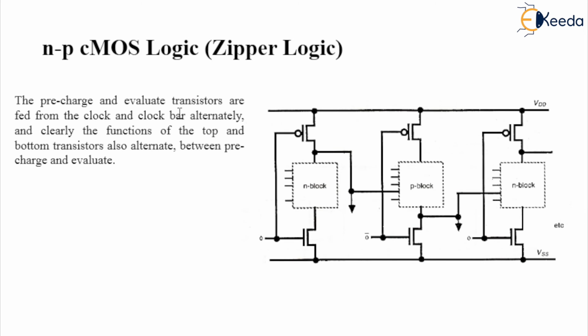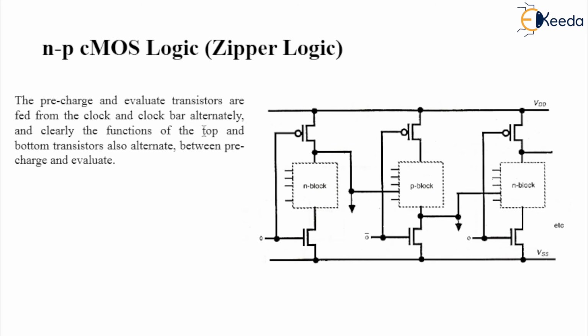Coming to the last one, NP CMOS logic, which is nothing but zipper logic. What I am going to do here is arrange the N blocks as well as P blocks alternatively. So N block here, P block, N block. Definitely in the next stage it will be a P block. So alternatively I am going to connect the MOS block circuits.